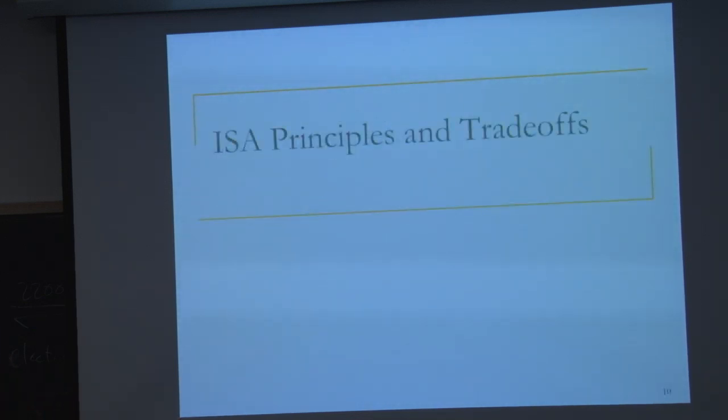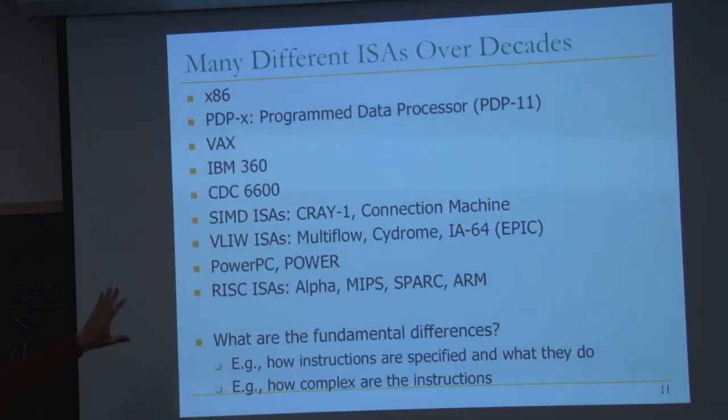It'll be fun. Okay, let's talk about some ISA principles and trade-offs. There have been many different ISAs over the decades. Not as many as microarchitectures, as we've covered before, and you know the reasons for that. But this is just an incomplete list. x86 is probably the most common and most popular today, right? It's everywhere because it's maintained software compatibility very well over the years.